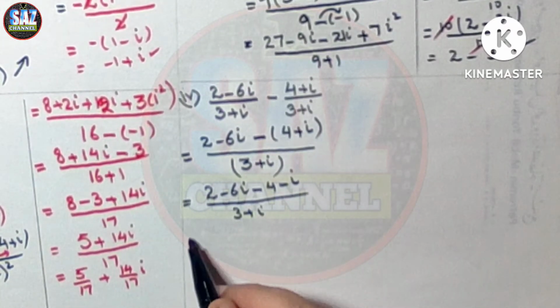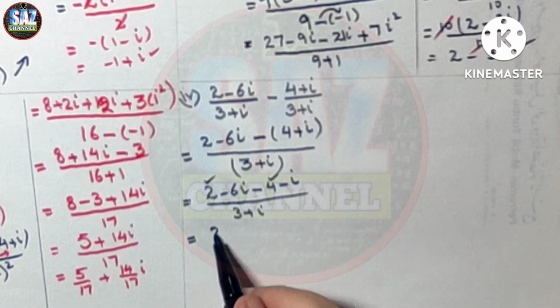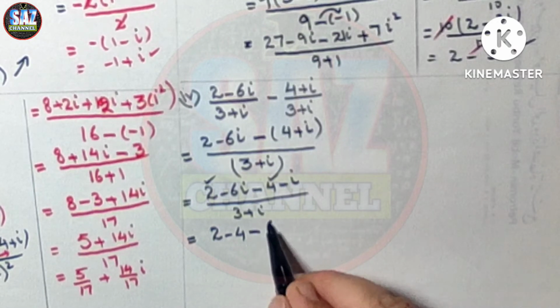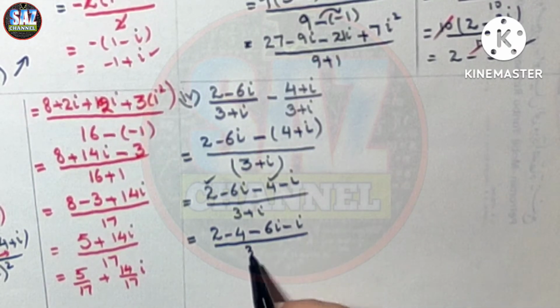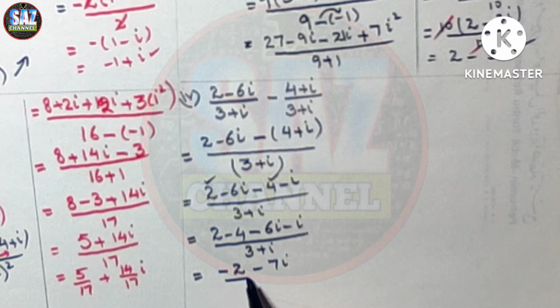So, 2 minus 4 and this is 6 iota and minus iota upon 3 plus iota. Now, almost the question is becoming similar to the previous parts, minus 2 minus 7 iota upon 3 plus iota.